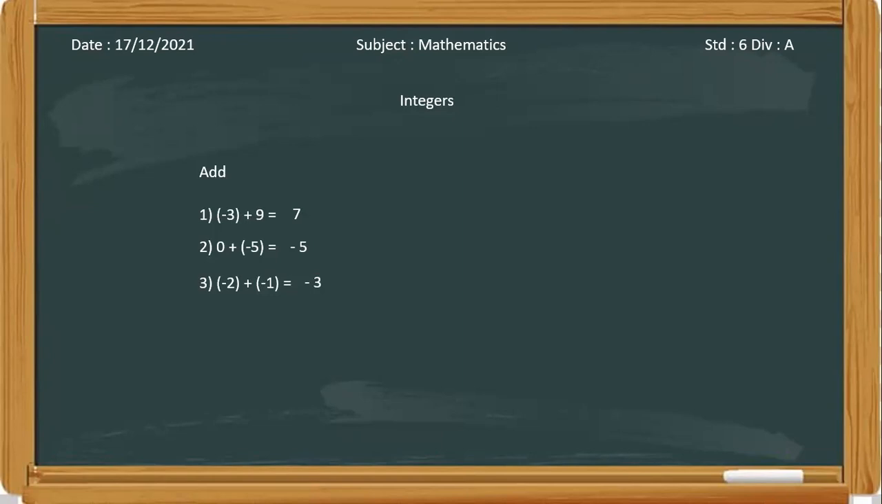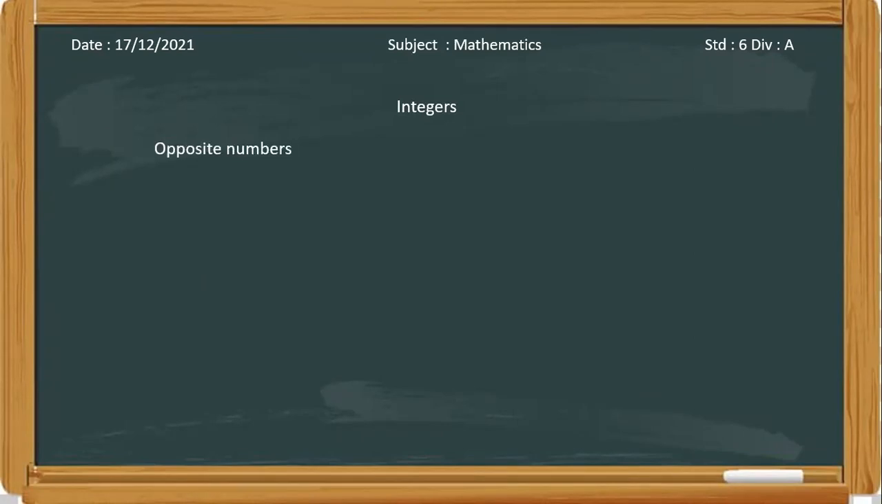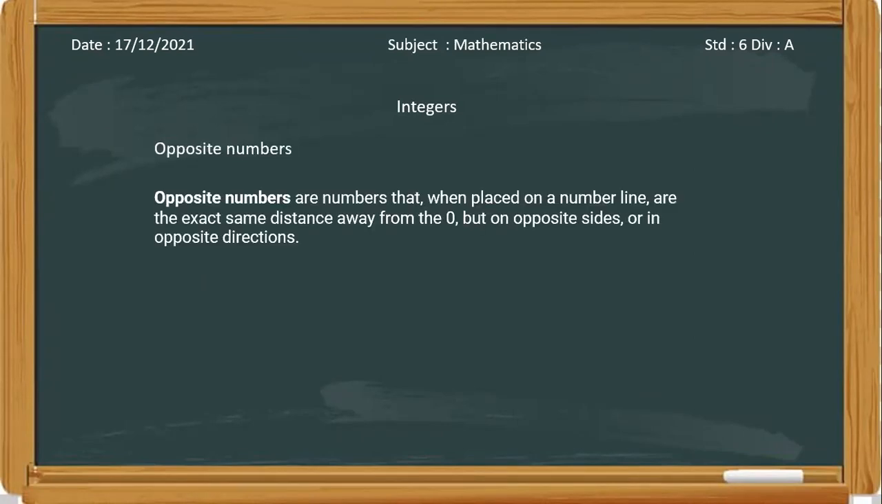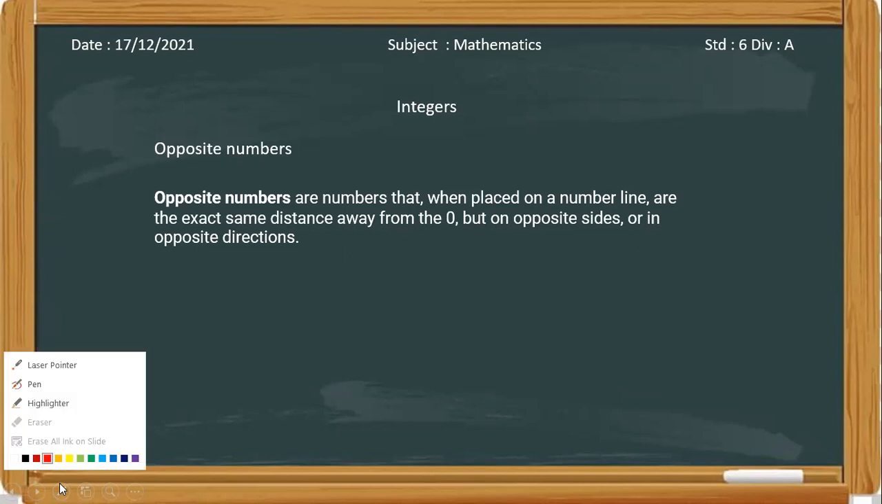Okay. So the next topic, our today's main topic, is subtraction of integers. But before moving to our main topic, we are going to learn about opposite numbers, which we are going to use in our subtraction problems. So what are opposite numbers? Opposite numbers are numbers that, when placed on a number line, are the exact same distance away from zero, but on the opposite side, or in the opposite direction, of the number line. So we will see this more clearly by using the number line.